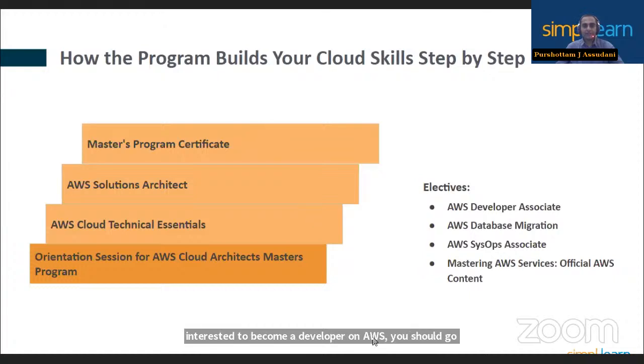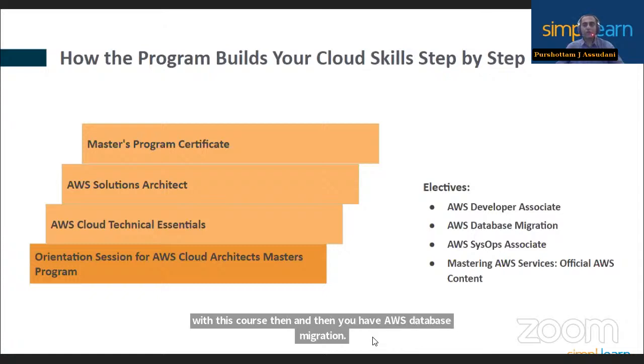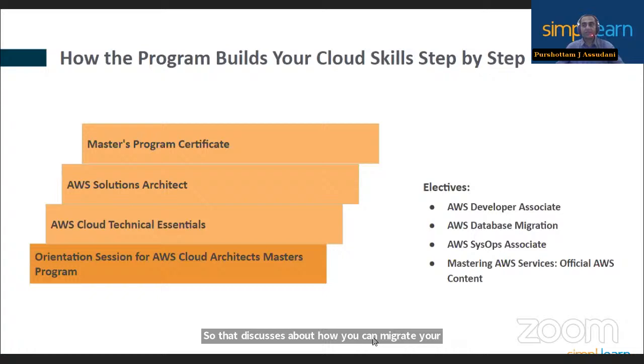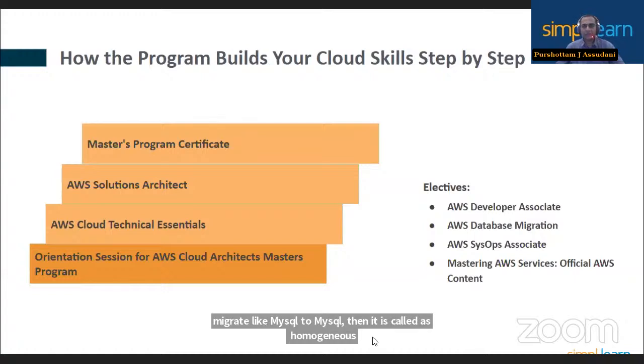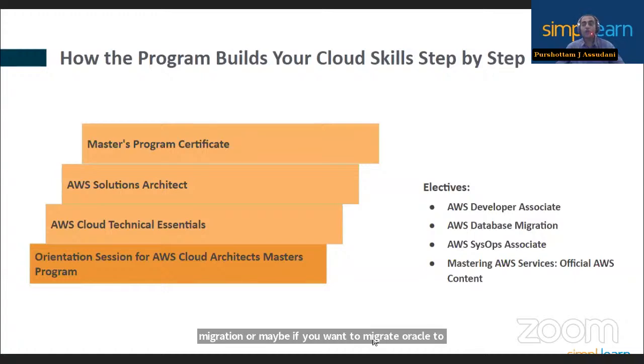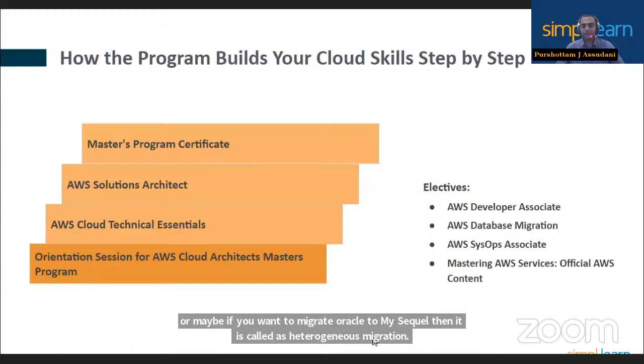And then you have AWS Database Migration. That discusses how you can migrate your workloads from, let's say, another cloud, like Azure to AWS, or AWS to Azure, or on-premises to AWS, correct? And during that database migration, if it is the same database that you want to migrate, like MySQL to MySQL, then it is called homogeneous migration. Or if you want to migrate Oracle to MySQL, then it is called heterogeneous migration. For that, you will need a schema conversion tool. So you study that in this.